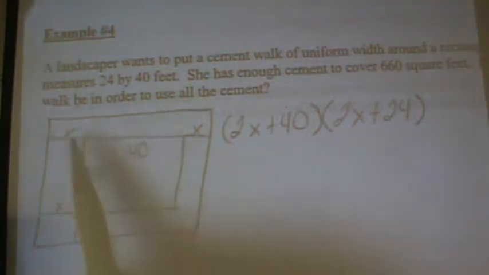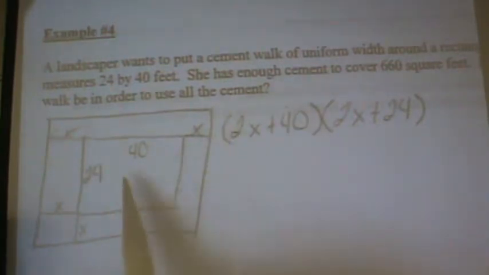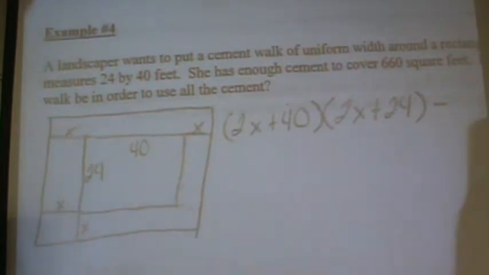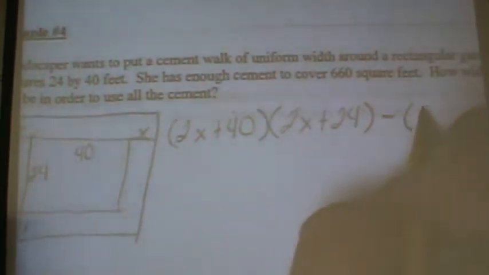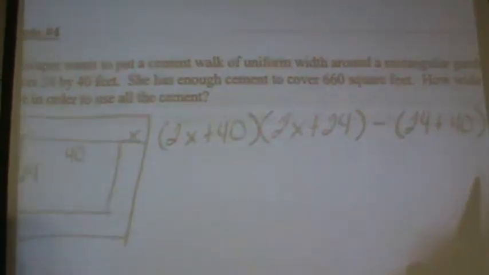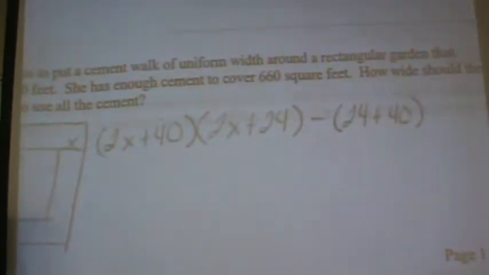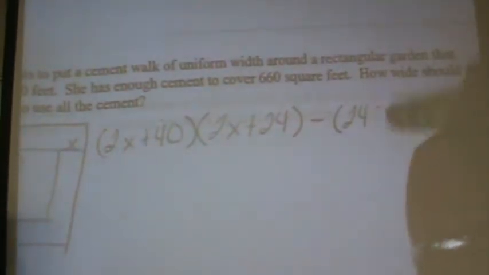But then, you don't want to cover this entire thing, right? You don't want to cement in your garden. So what do you think we have to do for this inner rectangle? You have to subtract 40 times 24. Okay, and why are we doing that? Because you want to subtract the inner rectangle. Yep. Alright, and then it says that we have enough cement to cover 660 square feet. Fix that, it's 24 times 40. Thank you.